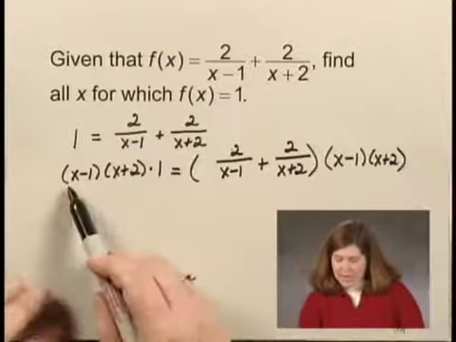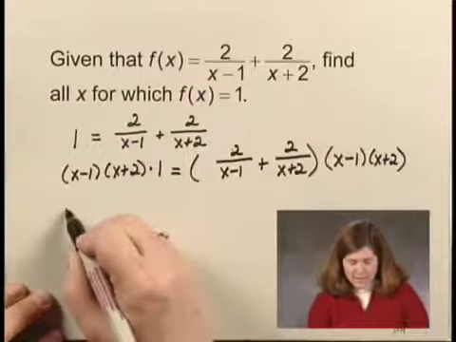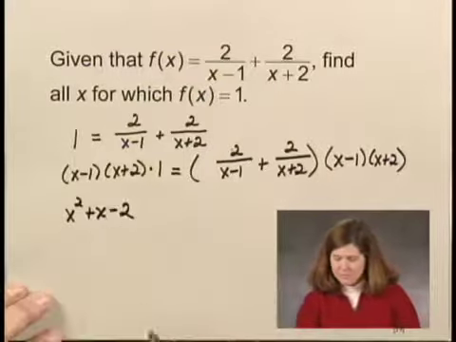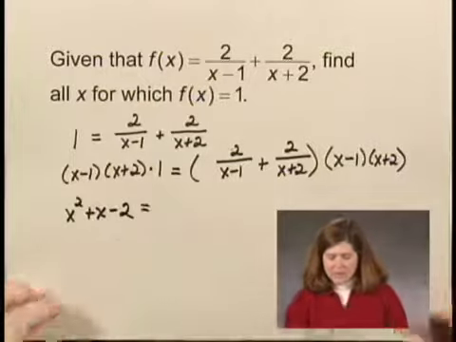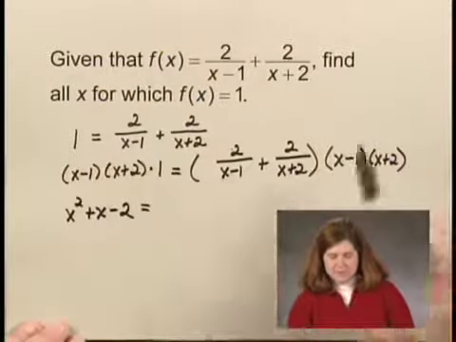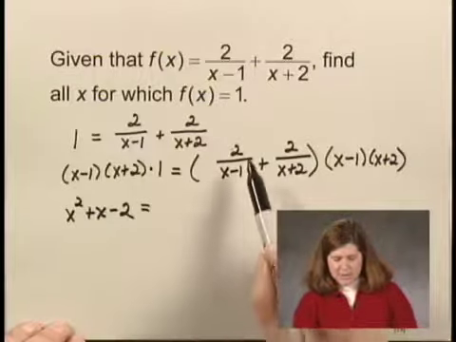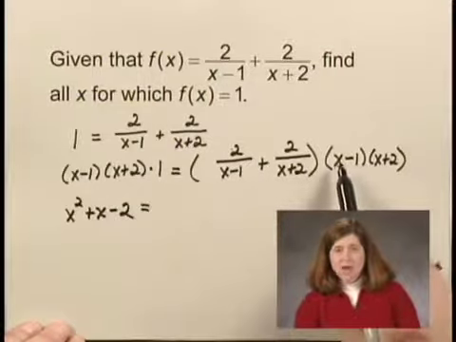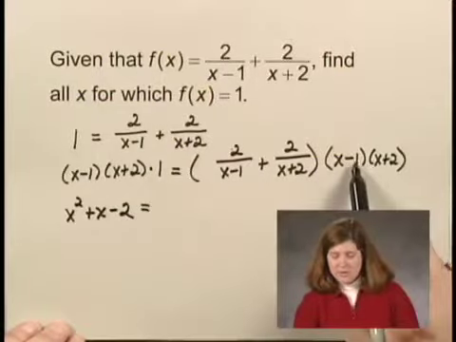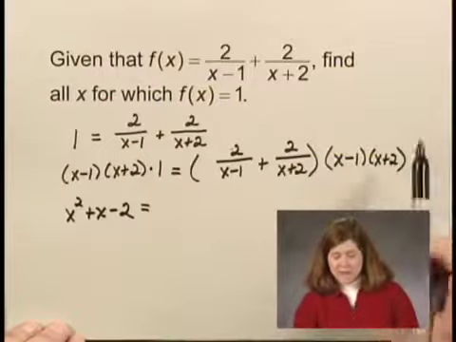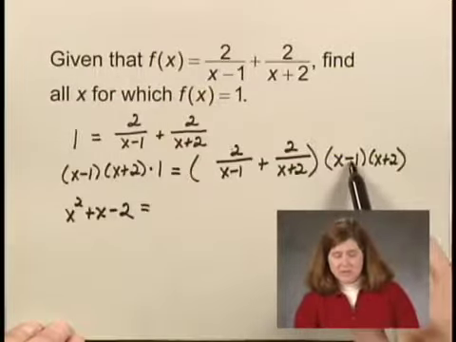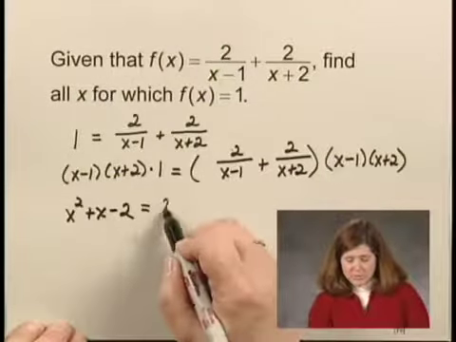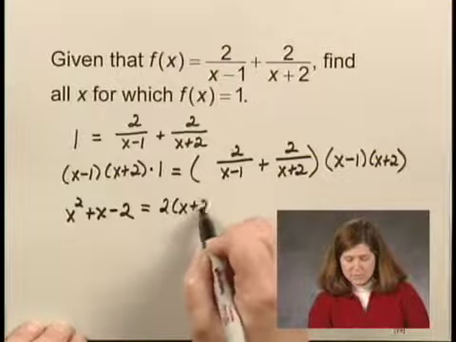Now, I can multiply this out. I have x squared plus x minus 2. And this equals, if we can do this without writing out the next step, we can do it in our head, 2 divided by x minus 1 times x minus 1 times x plus 2. What happens is this x minus 1 and this x minus 1 will cancel. And that leaves me with 2 times x plus 2.